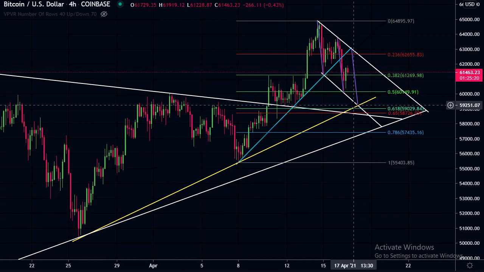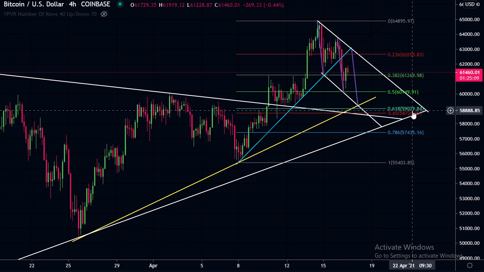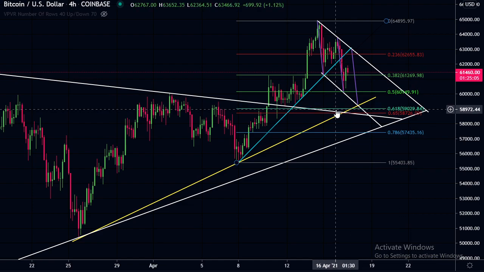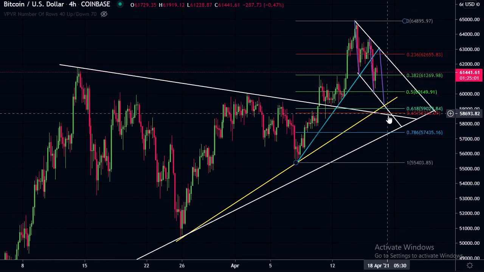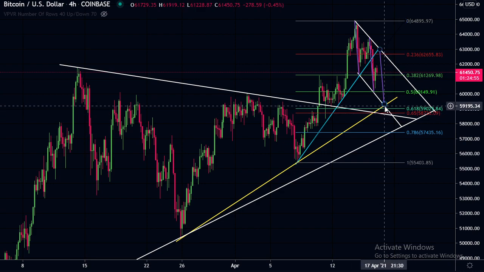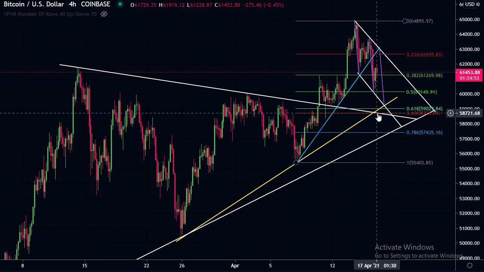If we were to drop further, this is a possible area that we might bounce, and this would be around 59,280. This is also close to the golden pocket area, which would be at 59,030. It would also line up with the top of this triangle pattern, just connecting the tops. So around this area there are sort of three points of confluence. I am looking at that as a possibility.